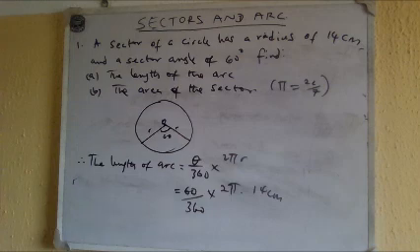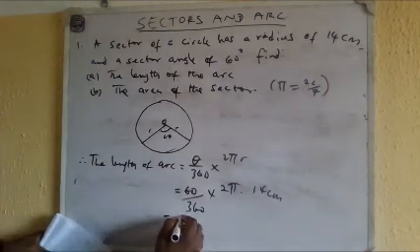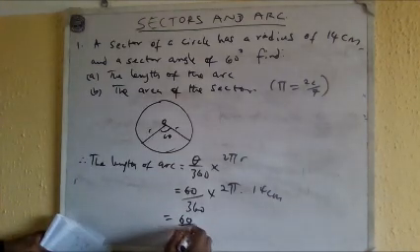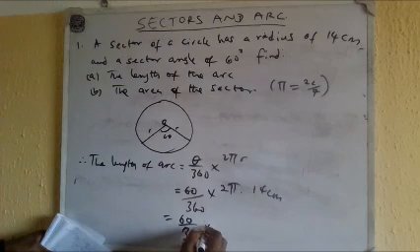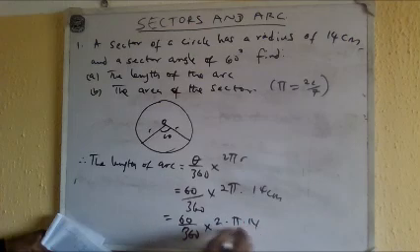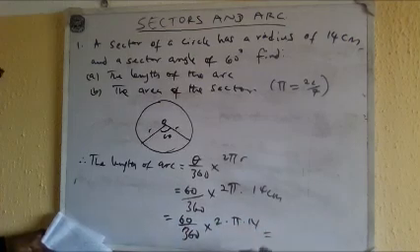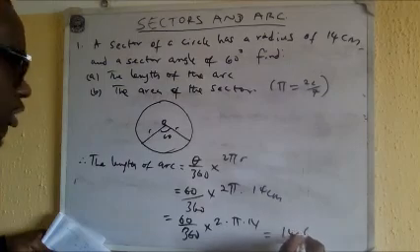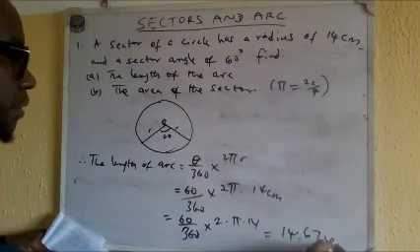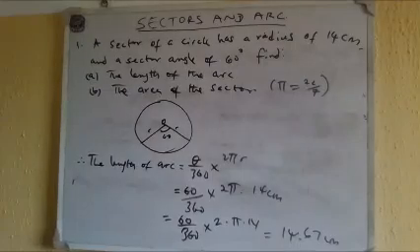Okay, so quickly, I'll just put 60 over 360 times 2 times pi times 14. By the time you complete all this, it will give us a length of 14.67 cm. All right, so that's the answer.